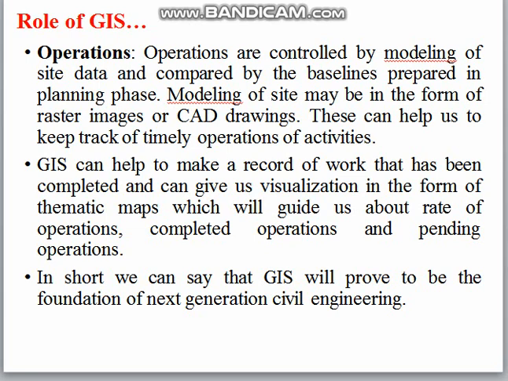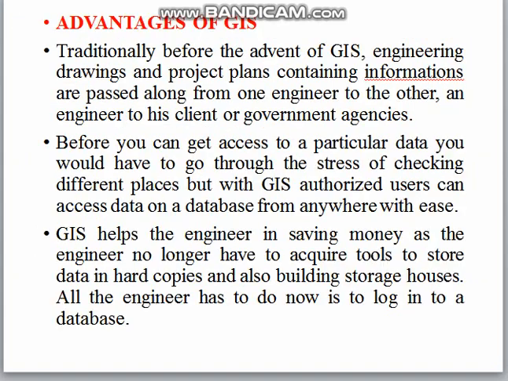Modeling of the site may be in the form of a raster image or CAD drawing. This can help us keep track of timely operation activities. GIS can help make a record of work that has been completed and can give us a visualization in the form of a thematic map which will guide us about the rate of operation, completed operations, and pending operations. In short, we can say that GIS will help in the next generation of civil engineering.